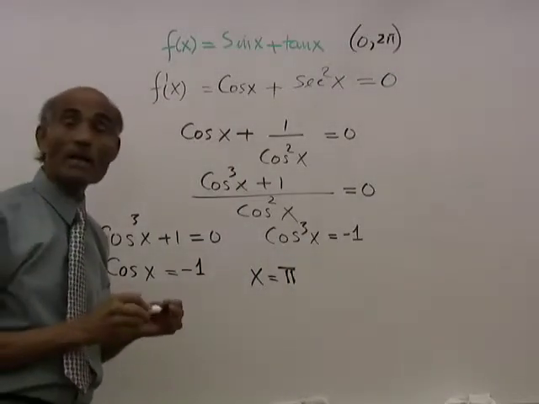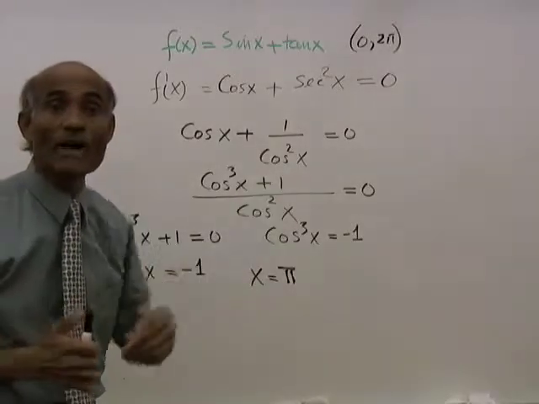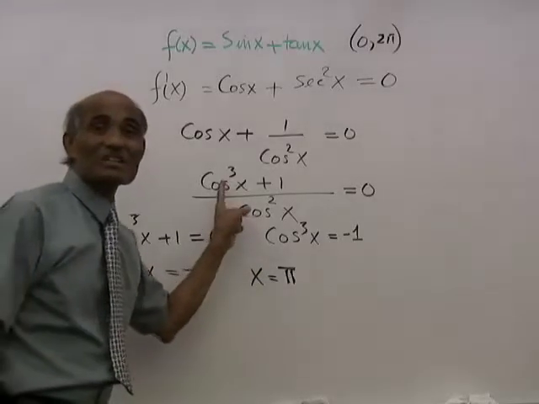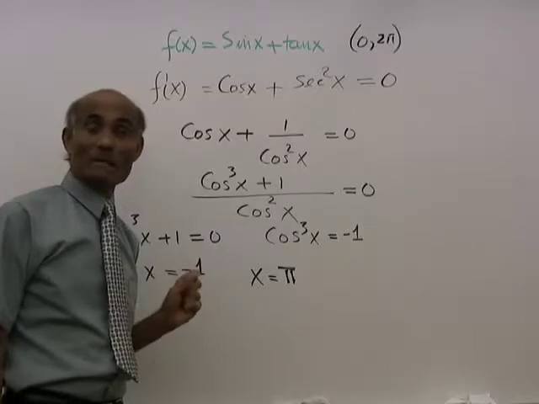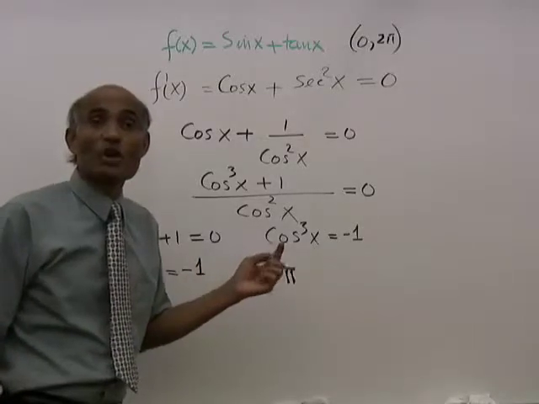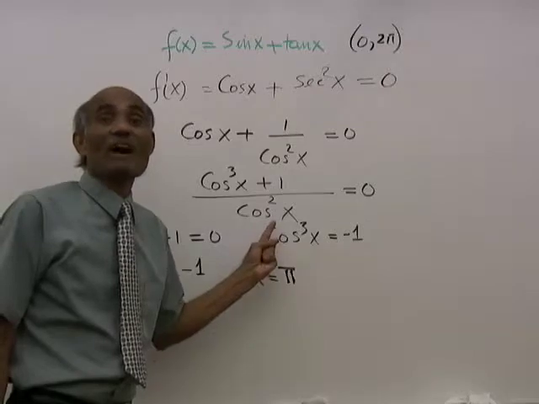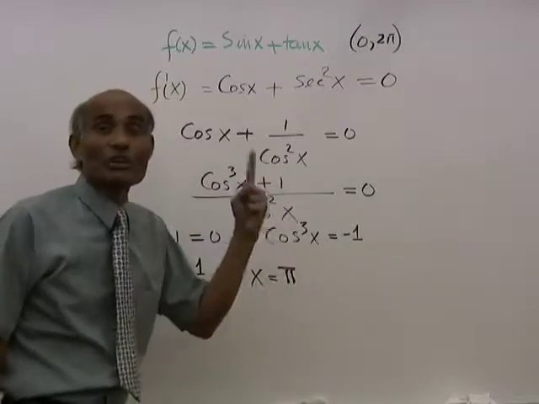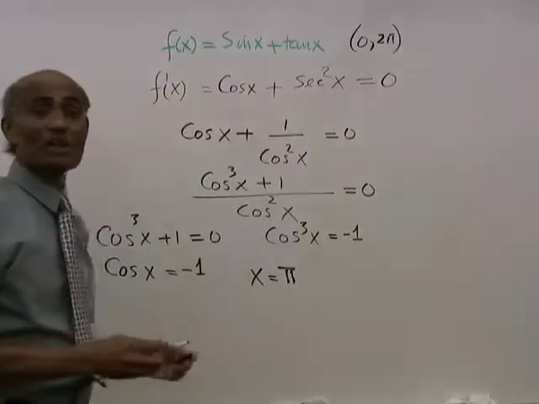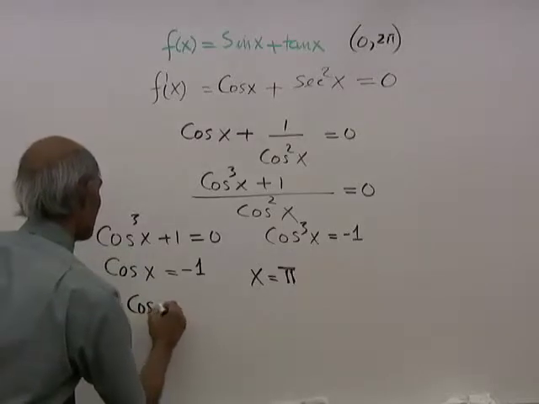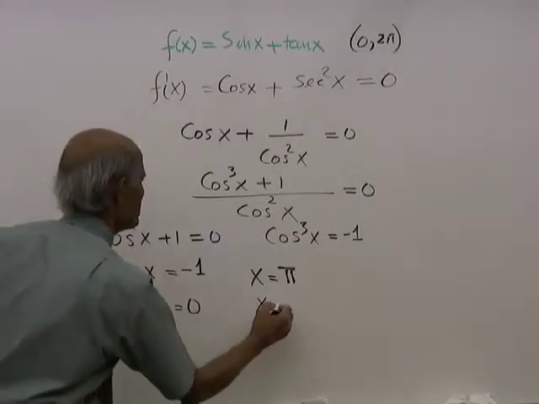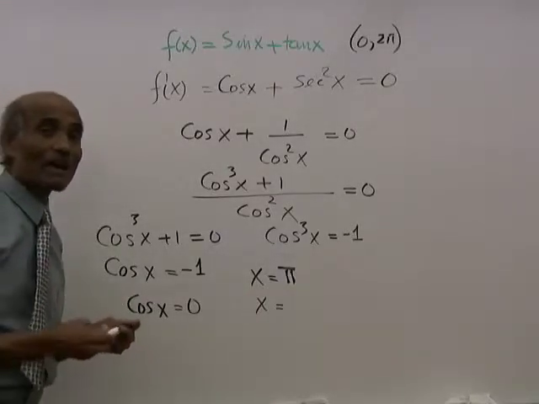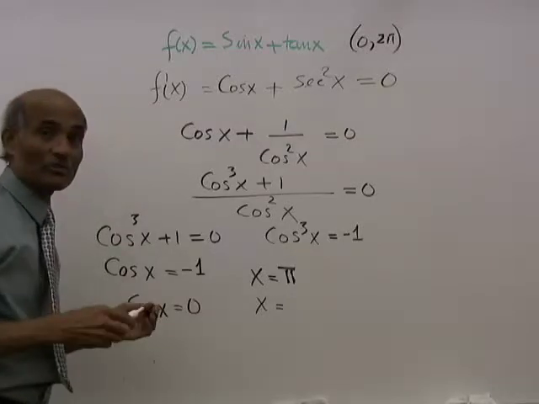At x equal to pi, you will have either a maximum or a minimum. Well, we got x equal to pi by setting the numerator equal to 0. But the critical value can also occur where the derivative is undefined. And that happens when cos x equal to 0, where the denominator is 0. Well, cos x equal to 0 will give you what x values? What are the values of x that make cos x equal to 0?